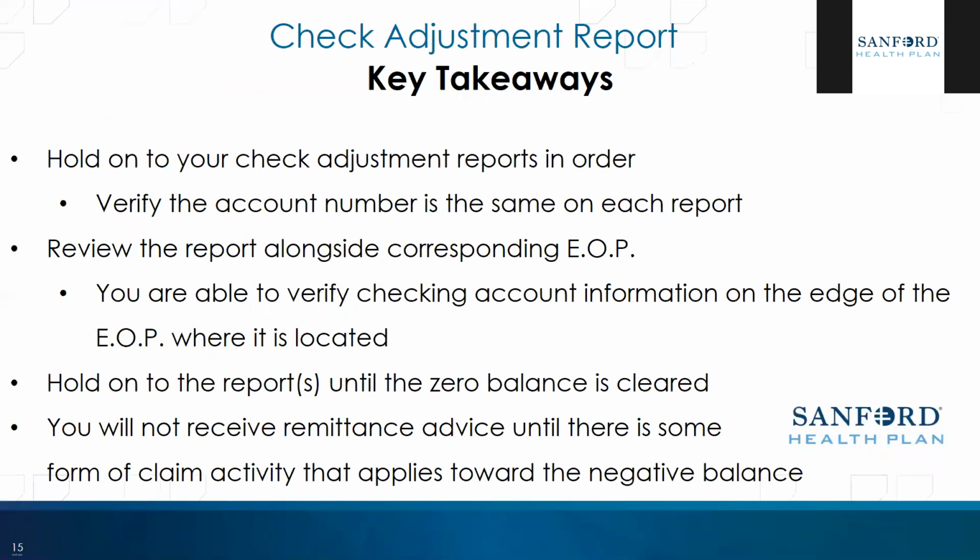Here are some key takeaways to remember when reading these reports. You want to hold on to your check adjustment reports in order and verify the account number is the same on each report. You want to review those reports alongside the corresponding EOP, and you can verify the checking account information on the edge of the EOP where it is located. You also want to hold on to the reports in order until the zero balance is cleared. Keep in mind that you will not receive remittance advice until there is some form of claim activity that applies towards the negative balance.